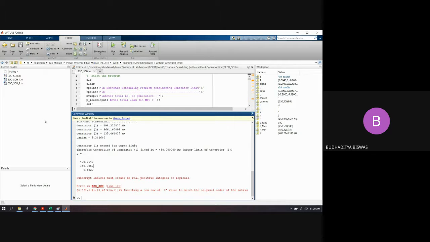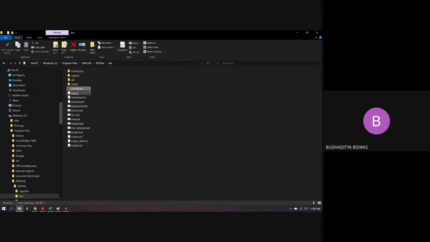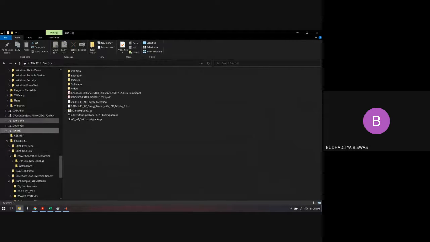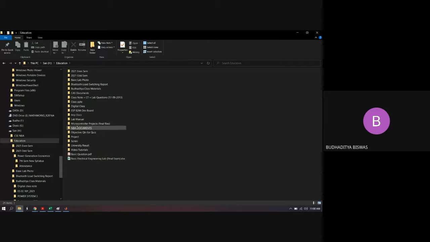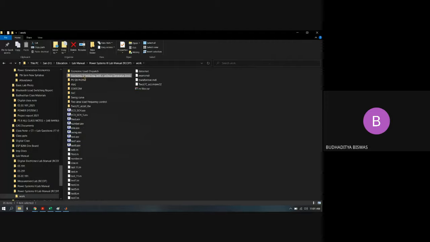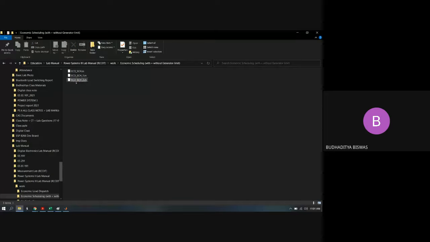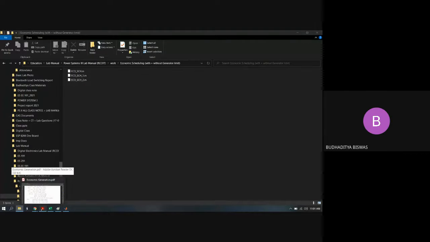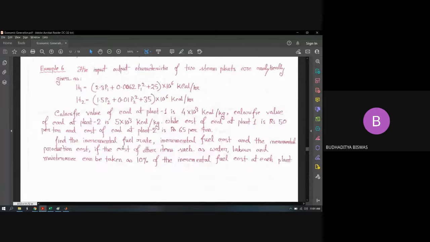So I'll send this problem, economic scheduling, to Chirantan's WhatsApp number. Here 2 functions are also there, so all these 3 things, like this one: economic scheduling with and without generator limit. I send all this file to Chirantan, and Chirantan will share it to the group. And if you have MATLAB, then just check this one at your convenience, or you can check any other problem to see whether the solution is correct or not.